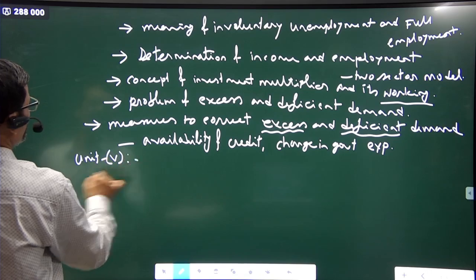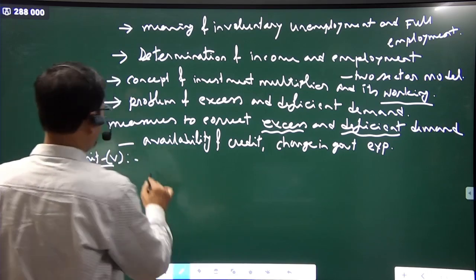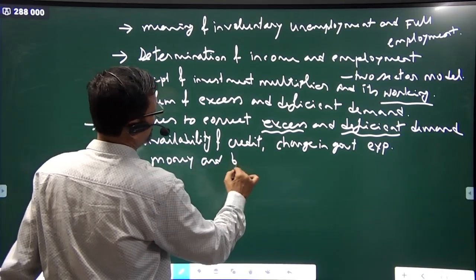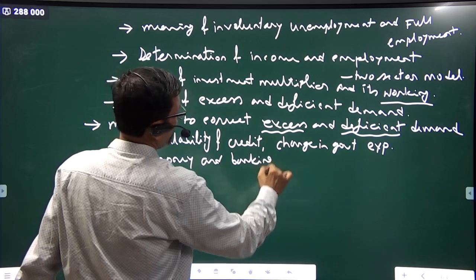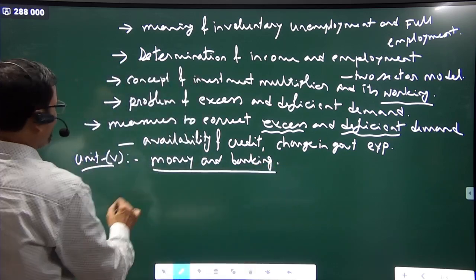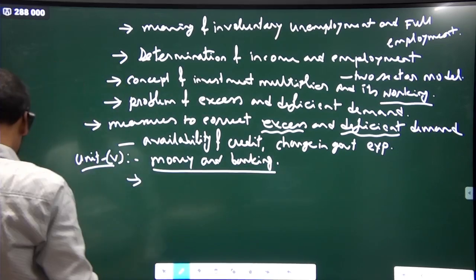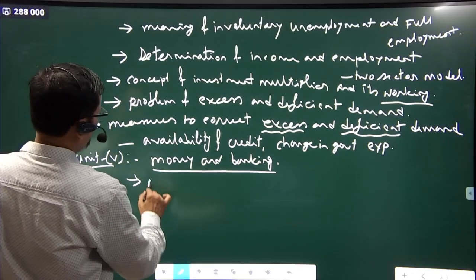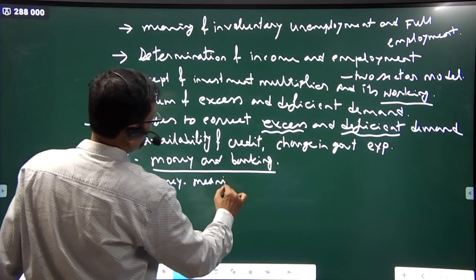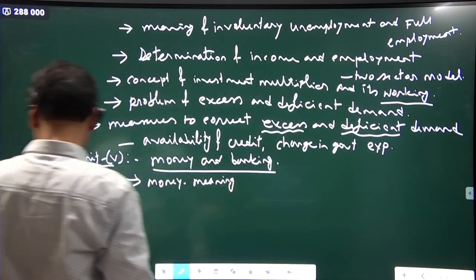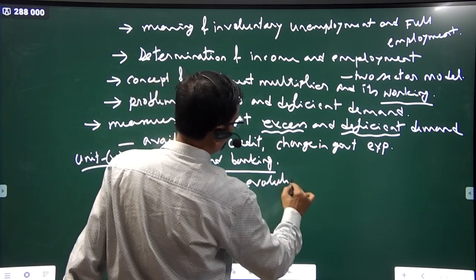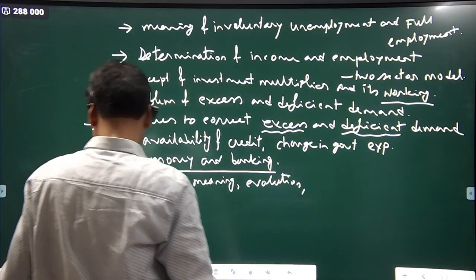Next, Unit 5. This unit deals basically with money and banking. Now you see, what are the subheadings of this unit? Money, that is, meaning, evolution and function.